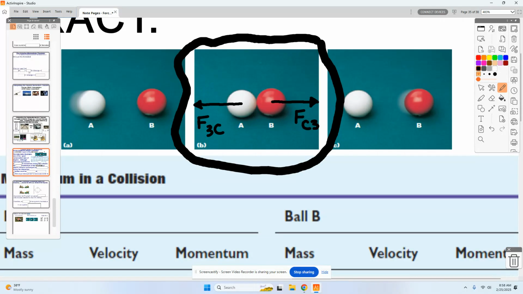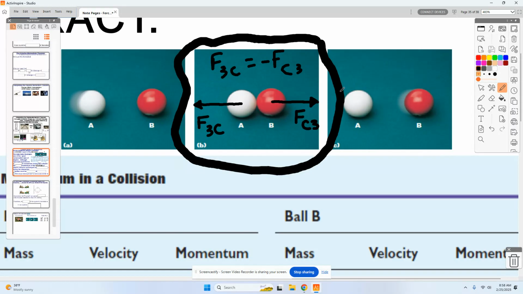But when I look at them as a system, so when I look at them combined, I notice that it's sort of like me throwing a ball, but not letting the ball go. I see those forces sort of cancel each other. So since F3C is equal but opposite to FC3, what we see is no total force acting. The total force is 0. When I combine them together, they're equal but opposite in size, which means the total force cancels, reduces to 0.